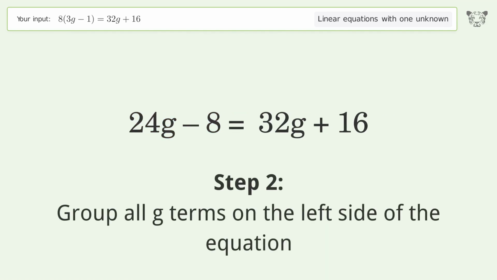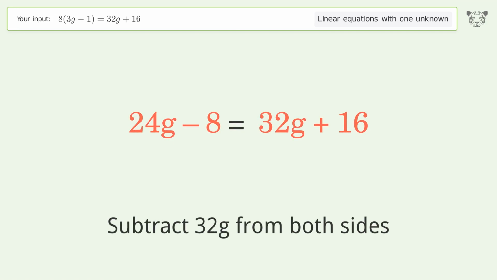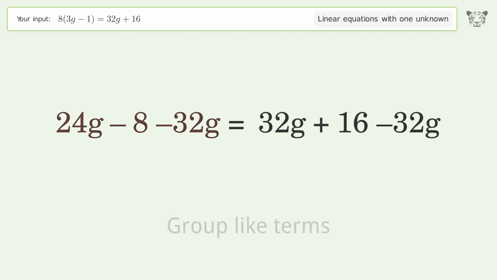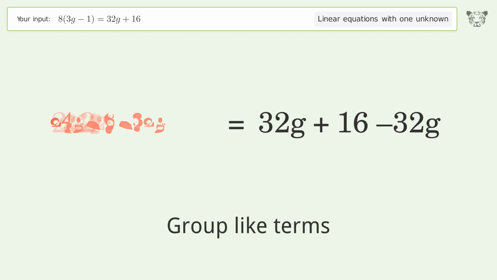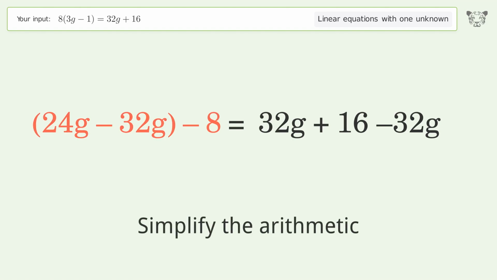Group all g terms on the left side of the equation. Subtract 32g from both sides. Group like terms. Simplify the arithmetic.